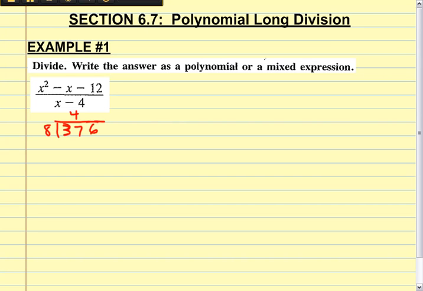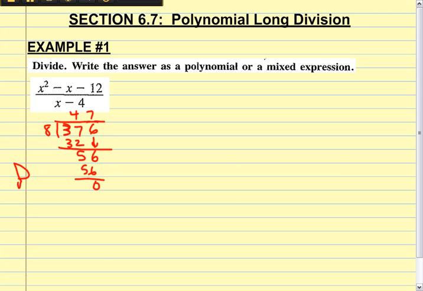Now we need to multiply. 4 times 8 is 32. Now we're going to subtract. 37 minus 32 is 5. Now we're going to bring down the 6. 8 goes into 56 7 times. 7 times 8 is 56. None left over. Okay?